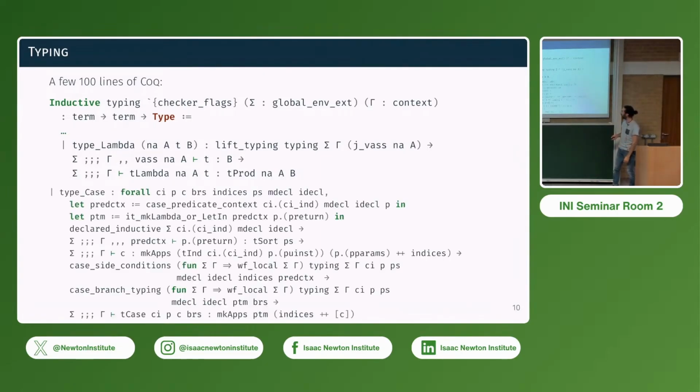Yeah, so this is lambda. I mean, case is a bit more hairy. And again, there are things hidden in this fence: side conditions and branch typing. Yeah, maybe. But this is kind of nasty, but also not that crazy. And I don't want to tell you what this is all doing, but it's there.